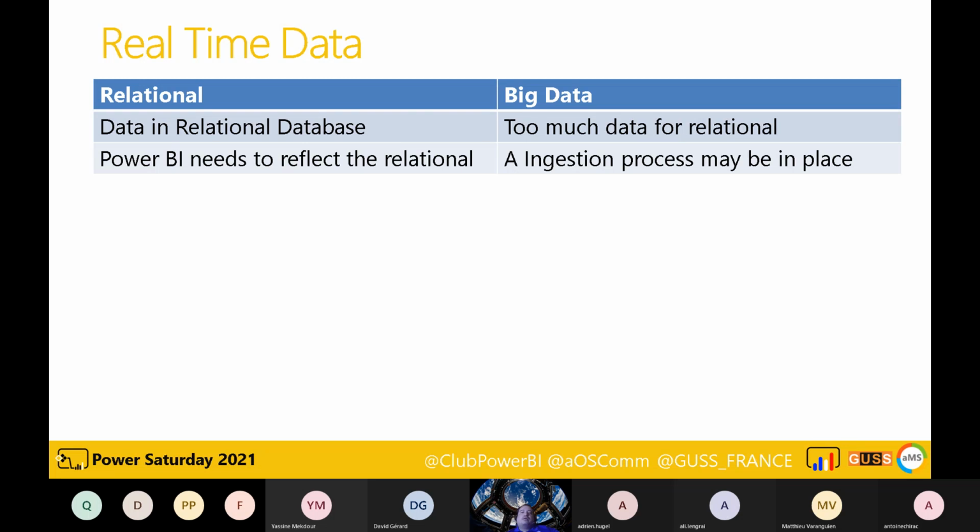What I was talking about, the relational Power BI needs to reflect the relational data. It's easier that on the relational data, Power BI will reflect what is on the database. So we'll get the data more like they are. We will not have many needs of aggregation summaries. We may need some, not so many.